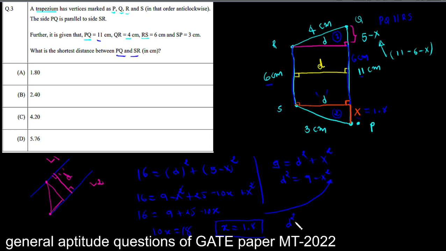So I can say d square is nothing but 9 minus 1.8 square. Now if you do the arithmetic, then you end with d is nothing but 2.40. So now the minimum distance between this parallel line PQ and SR is nothing but 2.40. So you can say option B contains the correct distance, which is the shortest distance between those two parallel lines.